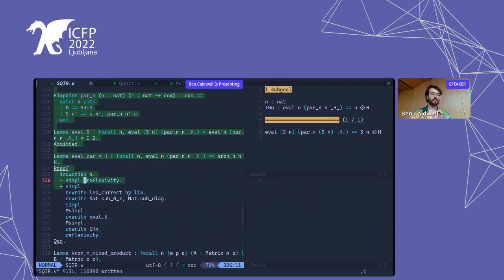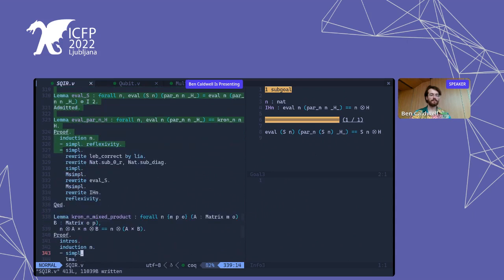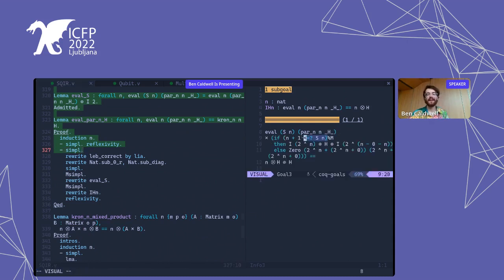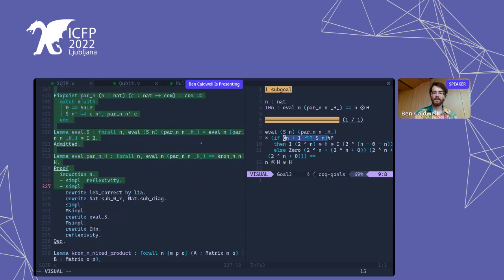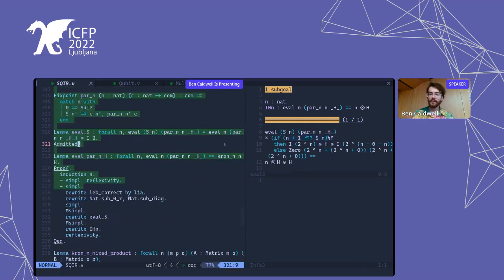All right, so now in the inductive case, things do become a bit more difficult, right? So we have this. Which part is this? Yes, the par n has this condition that it's checking. Or sorry, that's not the par n. What is that condition coming from?